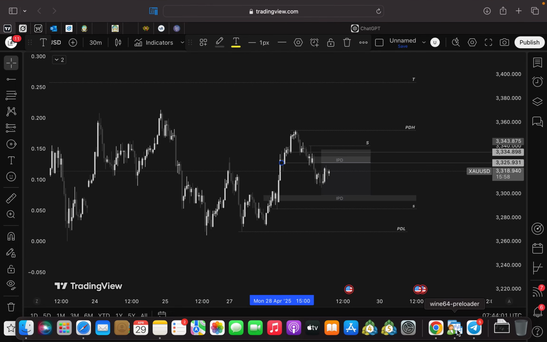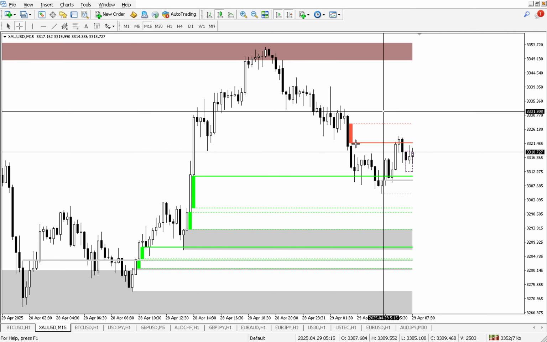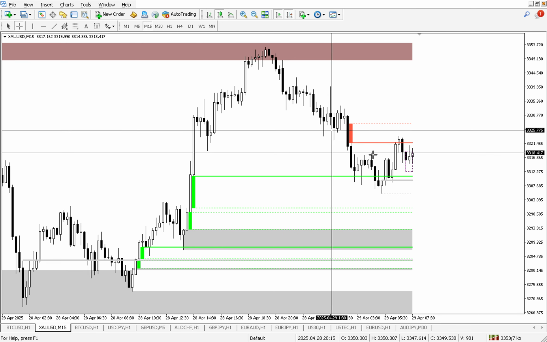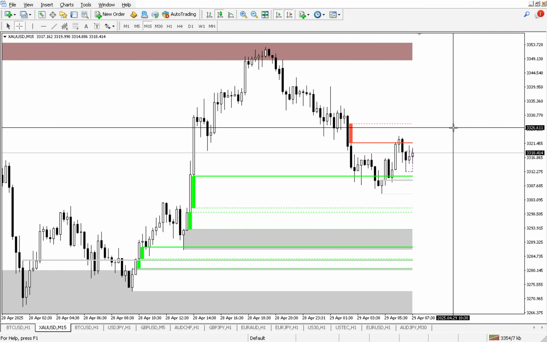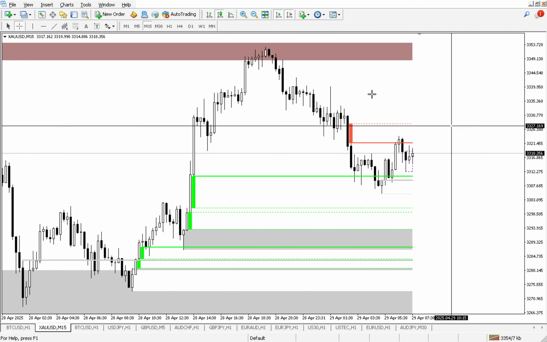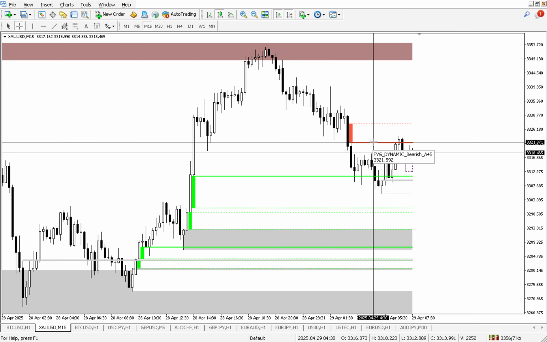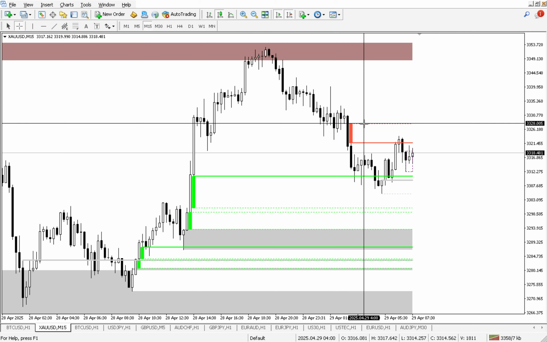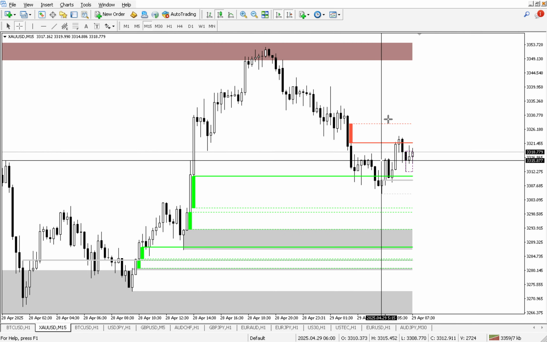Let me just go back to MetaTrader. So this is MetaTrader 4, and as you can see on MetaTrader 4 we have the same information. This is the software revealing to us the most valid entry points. The first entry point on the 15-minute comes at around 3,321 to 3,327, and this is a fair value gap.